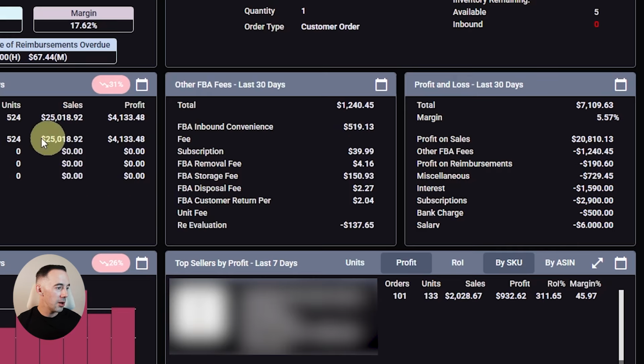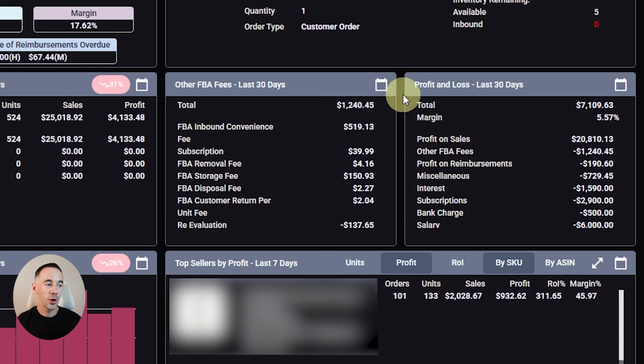Really, really simple. Now, on top of that, Amazon charges you fees, and it gives you a really good idea of what these fees are. So you've got here, FBA inbound convenience fees. Also subscription costs off the Amazon for being a seller, removal fees, storage fees, disposal fees, customer return per unit fee, and reevaluation fees. We have quite a few fees there, which are going to obviously make a difference for you when you're selling, but it's a good idea just to see what they are. And obviously they show that as well.